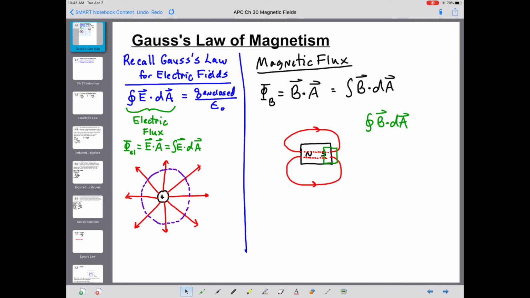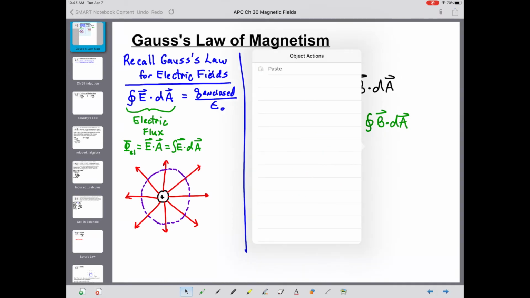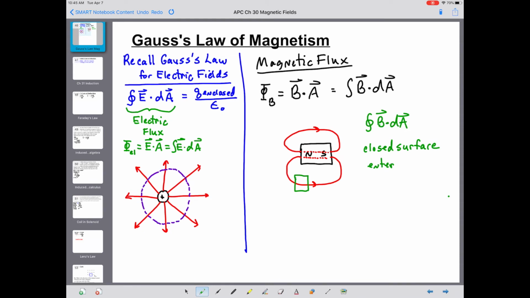around to different locations, any lines that enter one side of the cube will also exit the other side of the cube. Anytime I have a closed surface, I will have as many field lines enter as exit the other side. That means when I integrate, when I sum all of the field lines, I'm going to have to get a zero.